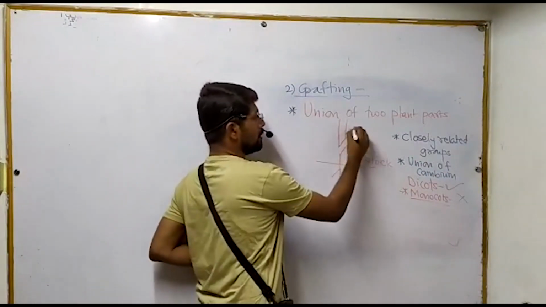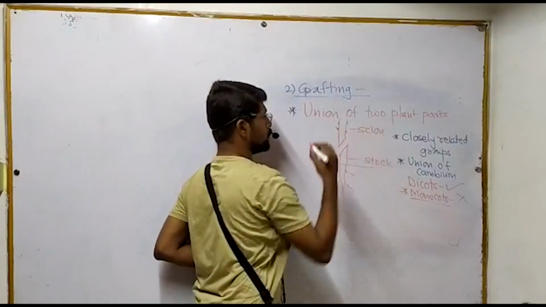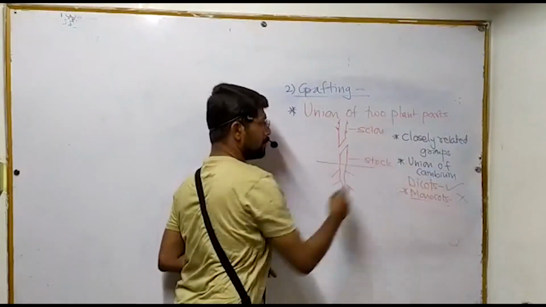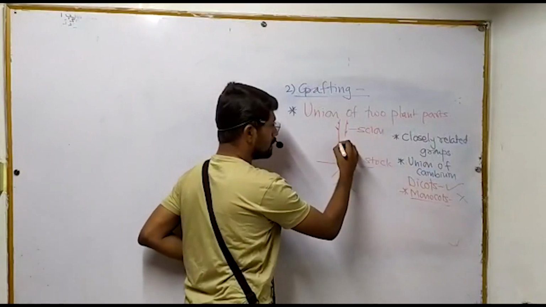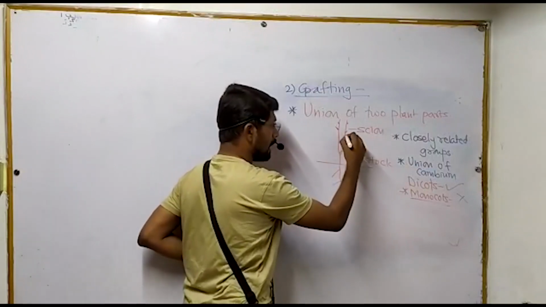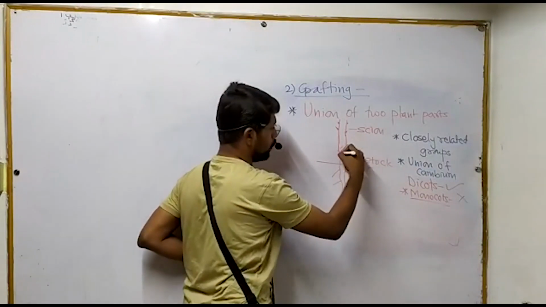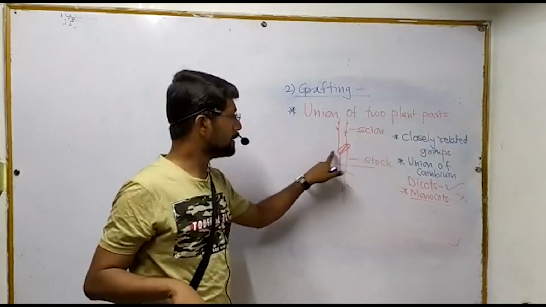Now this scion is the graft. It is with buds. Those buds will sprout after union of the plant parts. Now they are with cambium. Now this stalk and scion are brought near each other appropriately like this, and grafting wax is applied over it, and it is sealed with polythene tape. Now this is the site of grafting.